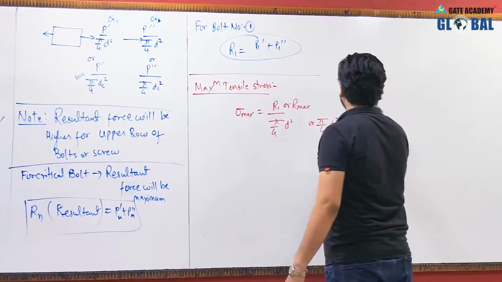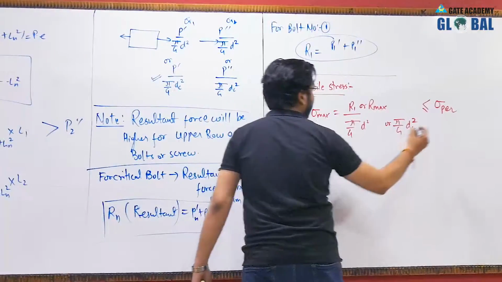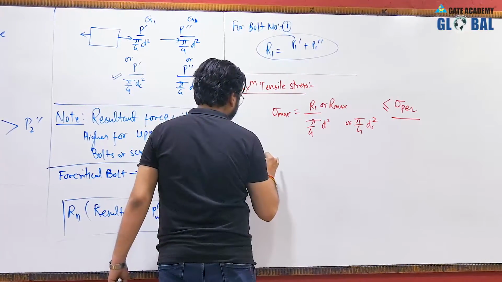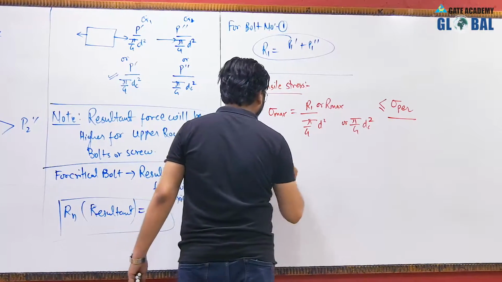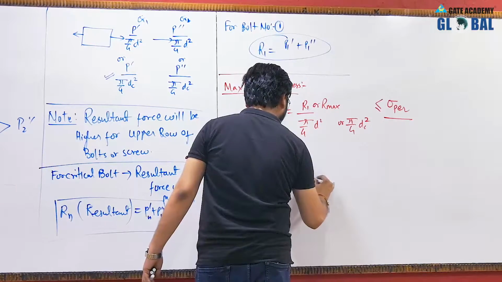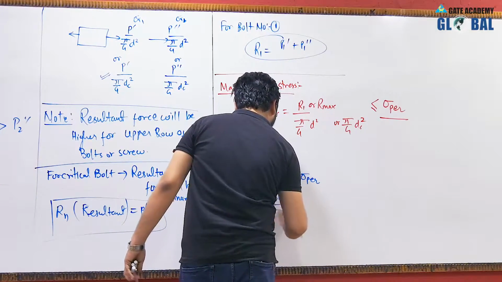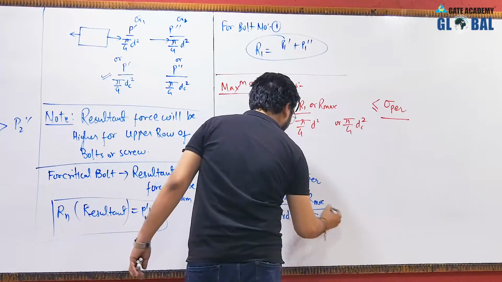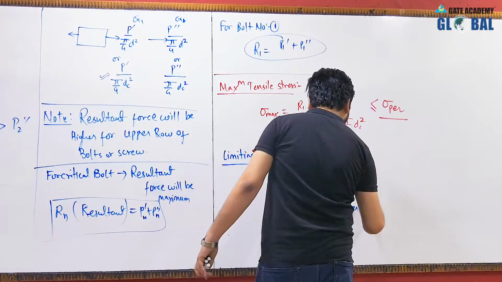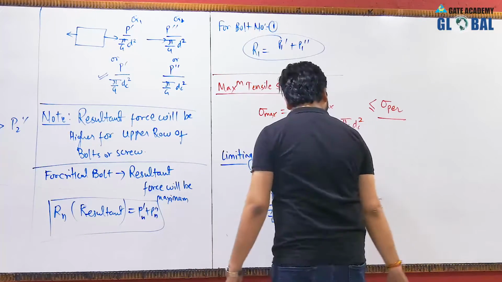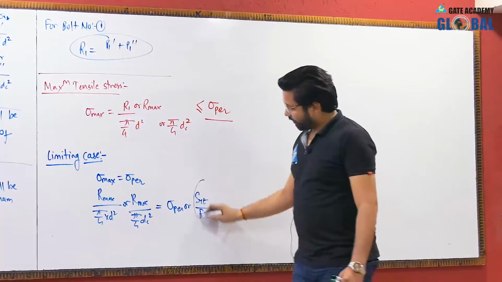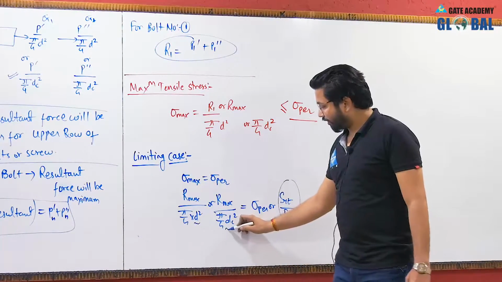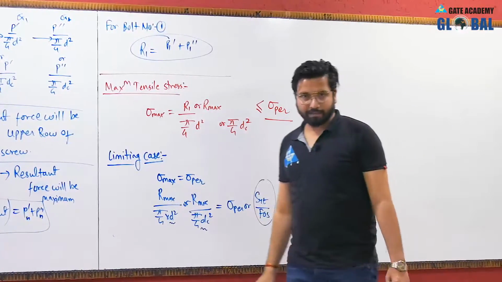Now this should be less than or equal to sigma permissible, that is the permissible tensile stress. For safety, this condition should be followed, and we will use the limiting condition in order to solve the problem, that is sigma max equal to sigma permissible. So we will equate R max divided by pi by 4 d square, or R max divided by pi by 4 dc square, to sigma permissible, which can be written as SYT divided by factor of safety. On solving this equation, if we have to calculate the nominal diameter, we will get the nominal diameter, and if we have to calculate the core diameter, we will get the core diameter.